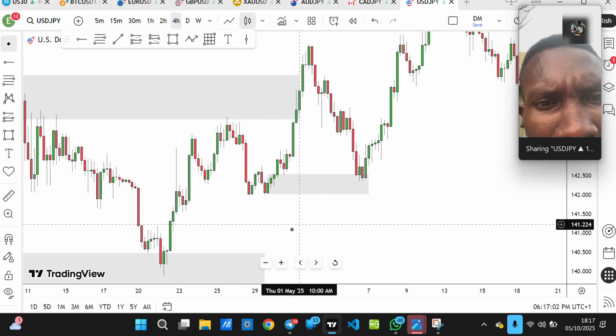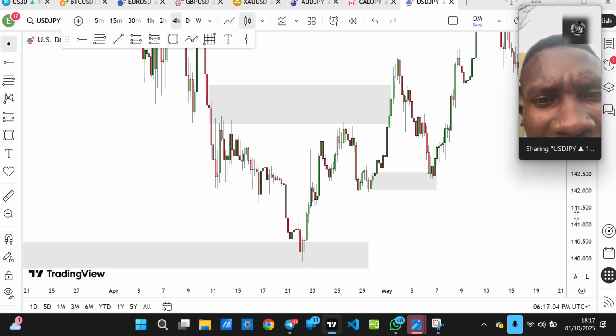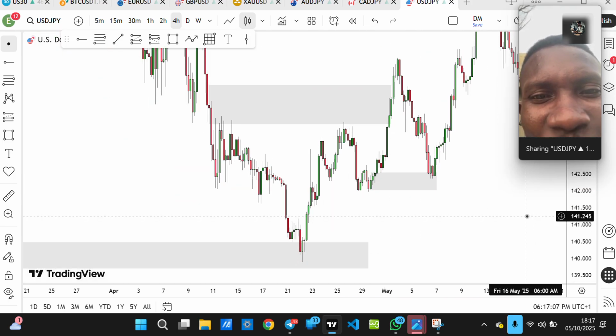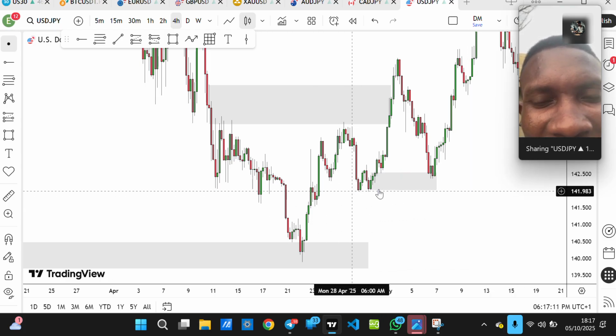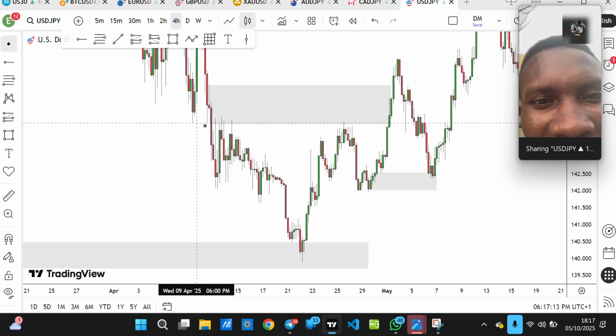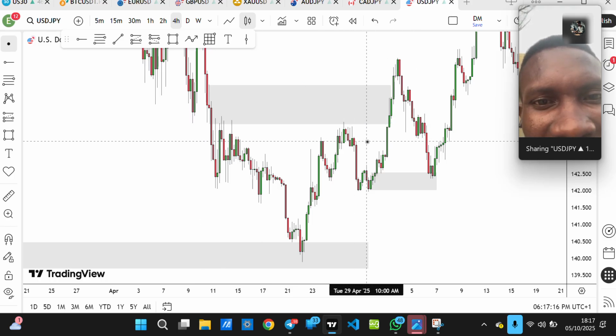We spoke about mitigation the last time. And I see something here: that low was able to break this structure, this internal structure, so it was protected. Yes, sir. I agree with you on that.